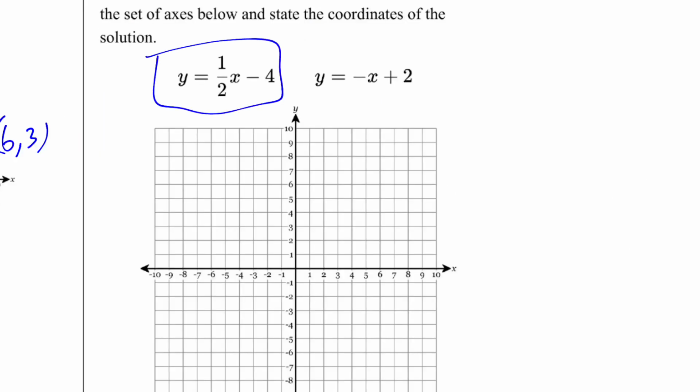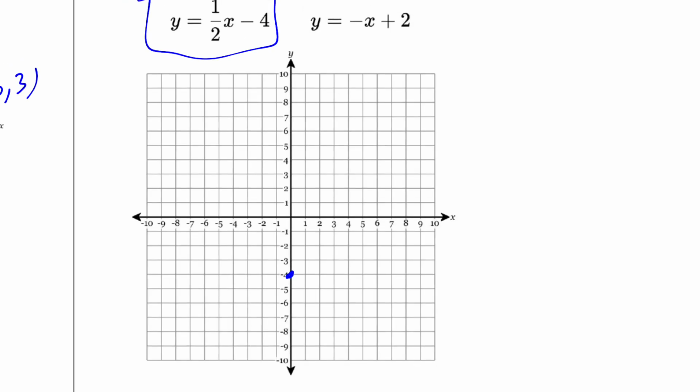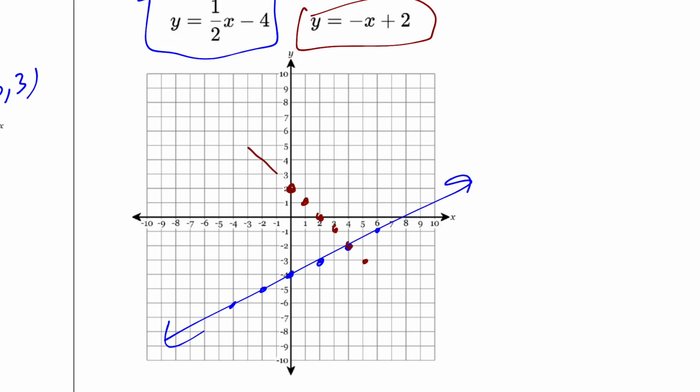This line, I start with the -4. I put a dot. My slope is 1/2. I go up 1, right 2. There's my first line in blue. My y-intercept is 2. I start here at +2. My slope is -1. I go down 1, right 1. Here's my line. Where do the lines cross? Here at 4, -2.